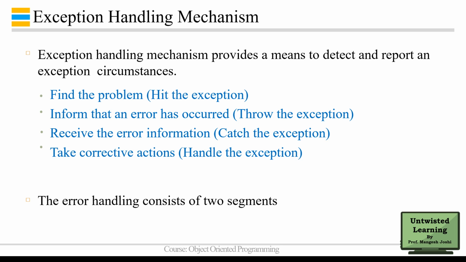Now, the exception handling mechanism provides a means to detect and report exceptional circumstances. So what do we do in exception handling? First, find the problem, that is, hit the exception. Then inform that an error has occurred, that is, throwing an exception. And receive the error information, that is, catching the exception. After receiving the error information, take corrective action. So that is exception handling.